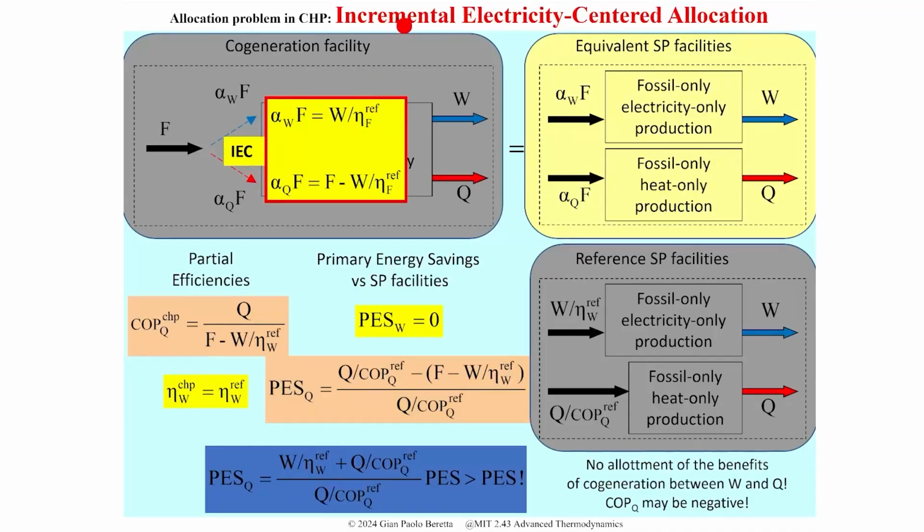And this incremental electricity-centered allocation method, which was assigning all the energy savings to the production of heat, is what triggered the need to do something better, because that is unfair with respect to other people who would produce heat by just burning the fuel.